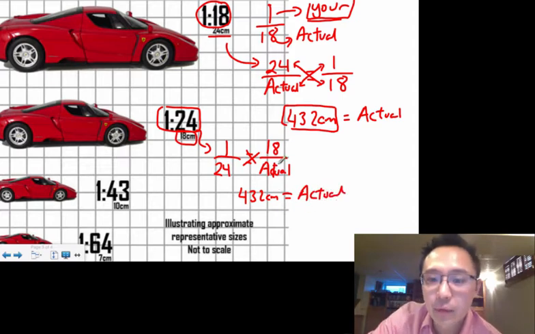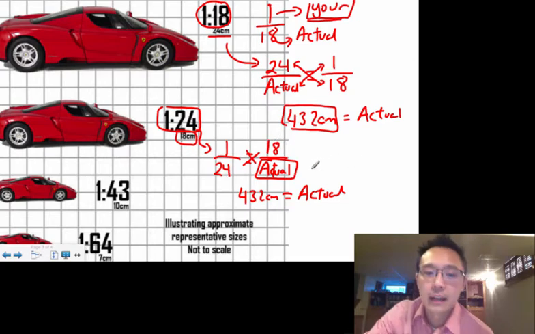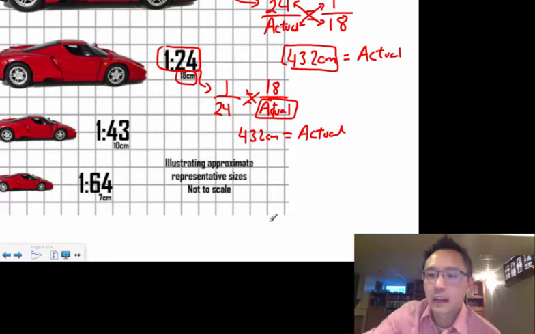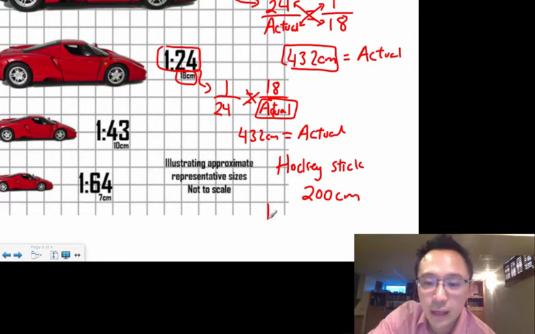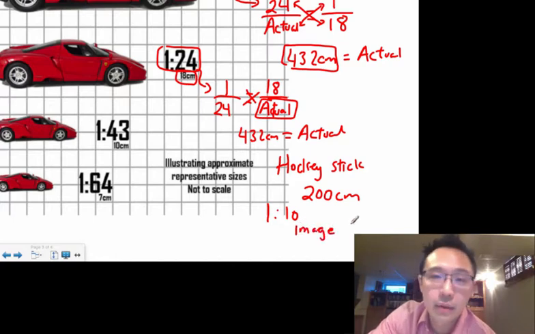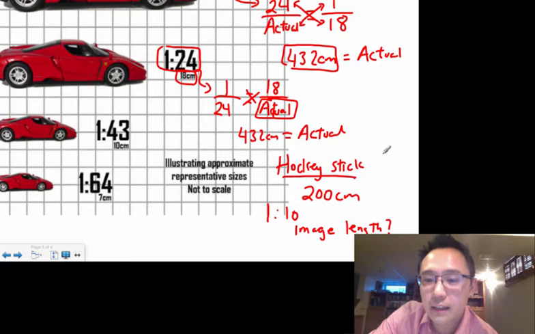You have to keep in mind though, not all your questions are going to be figure out the actual. Sometimes you're going to be finding out what your image size is. So if you have, say, a hockey stick, let me just make this question off the top of my head. Hockey stick that is, let's see, 200 centimeters long, 2 meters. You want to do a 1 to 10 scale down version. So what is your image length? If you were to draw this on a piece of paper, what is the image length? That's the question.